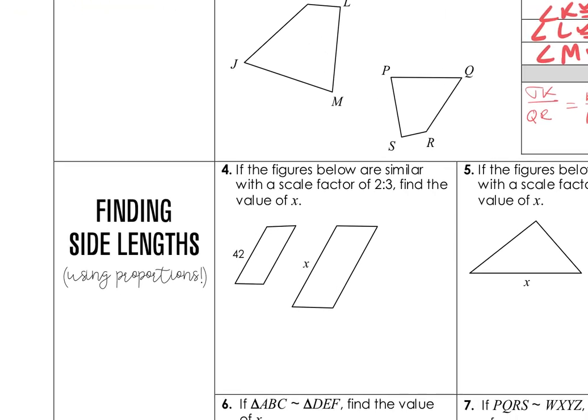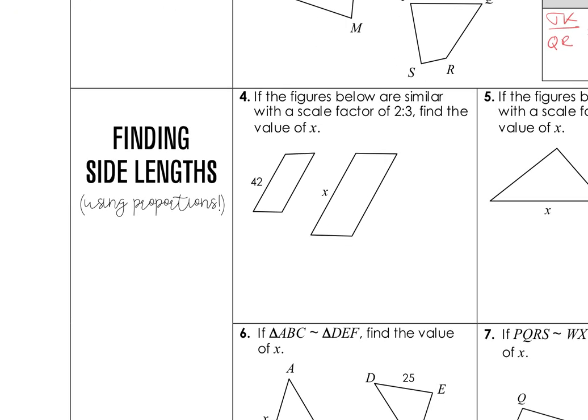Let's take a look at number 4. So now we're going to find a side length. You can see we have some X's in there. We've got scale factors. We're going to use proportions. Again, we're dropping back to what we did in lesson 6.1. And so it says, if the figures below are similar, with a scale factor of 2 to 3, find the value of x.